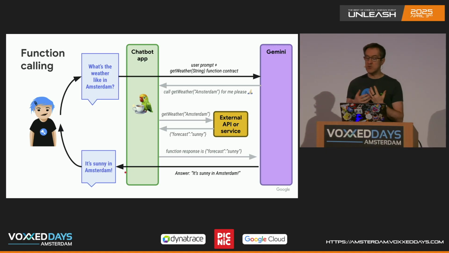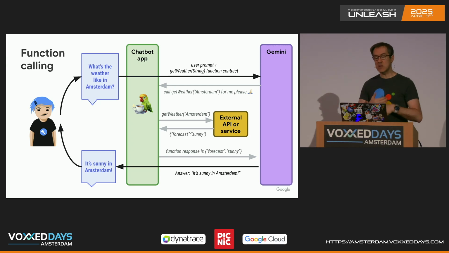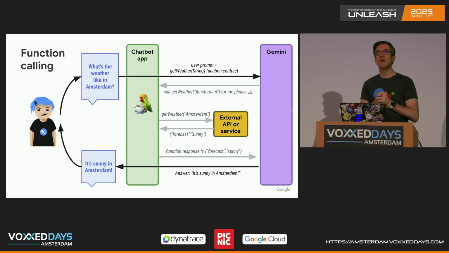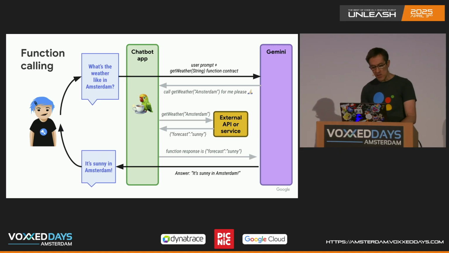So that's a way to extend an LLM to have access to external information, live information, services, or you could also imagine functions that do actions like sending an email, creating a ticket in a bug tracker, or whatever. So it's not just about fetching information.